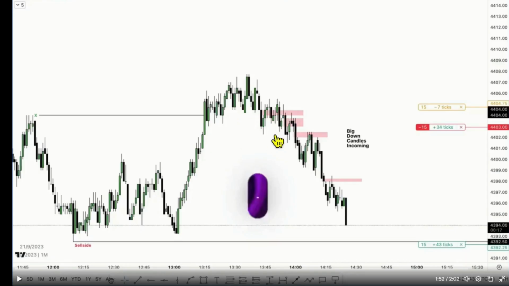But in this case, every single premium ray acted as perfect resistance on price, and therefore this was a nice market maker sell model to include within this lecture series.